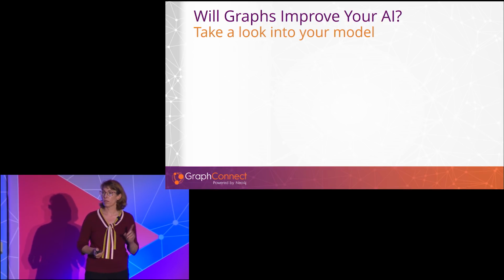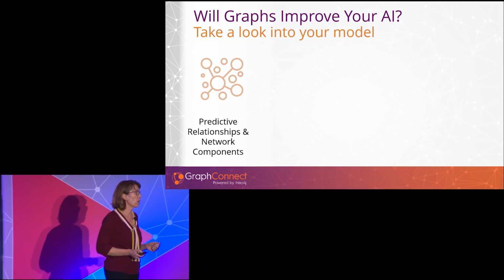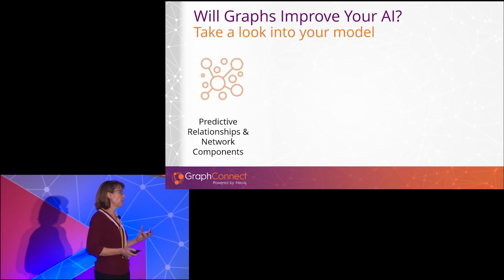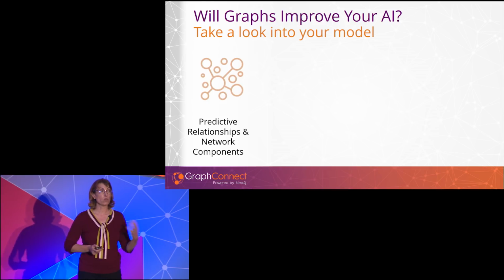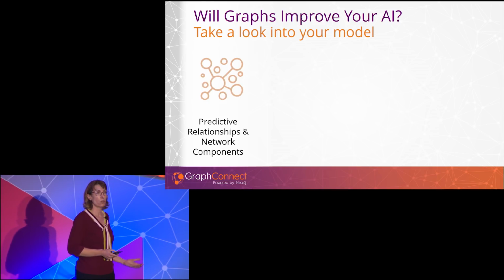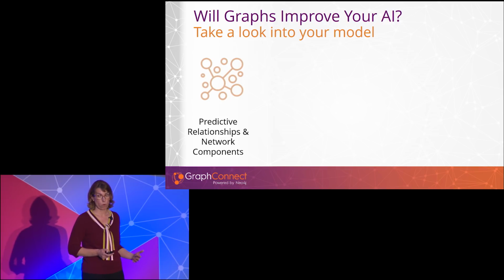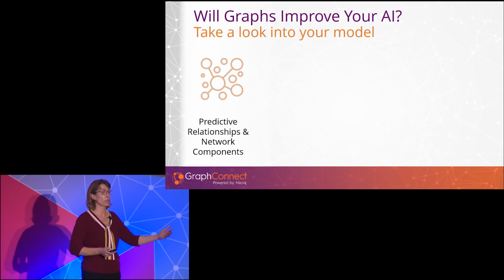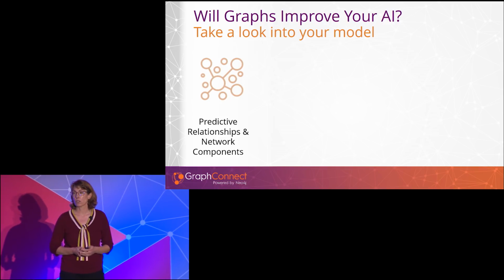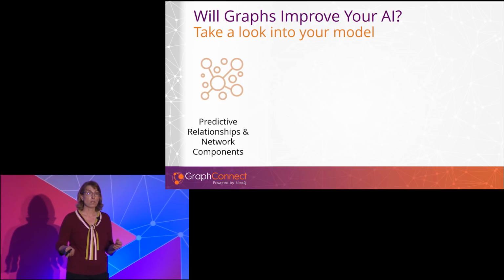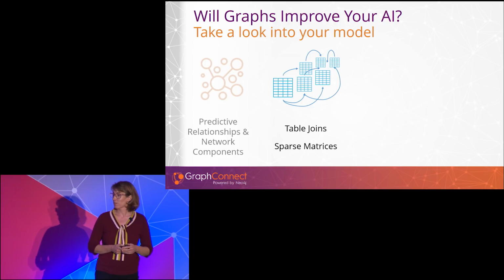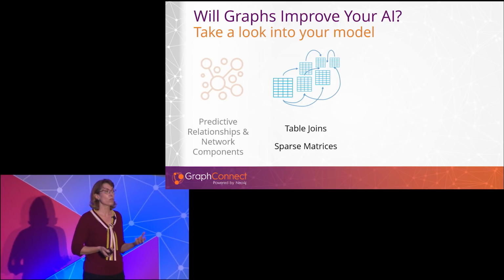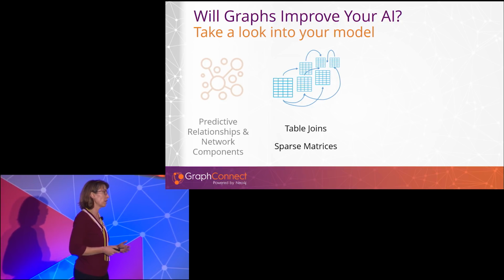I think we covered them, but just to quickly summarize: look at your model. Do you have predictive relationships or network components that are predictive that you can't reach? You've got to 2 hops, but you're trying to get to 3 or 4 hops out, and look for those indirect inferences and connections. Are you dealing with a lot of joins? I think we've flogged that. Yes, no joins. Joins are bad. But also if you have a lot of sparse matrices or other highly indexed components in your model.